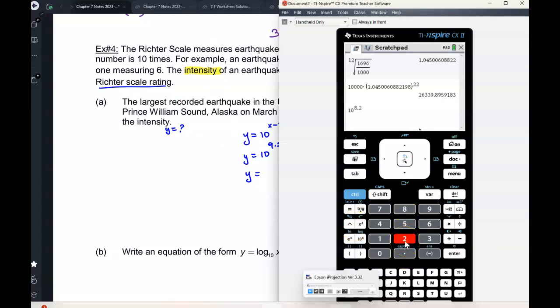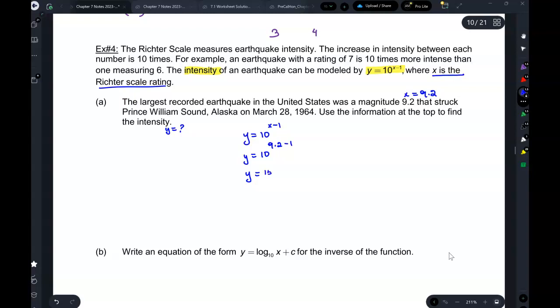Is it a big number? Really big? Really, really big. Okay? So that's how big a number it is. How many million is that? 158,489,319.246. Huh? Okay.